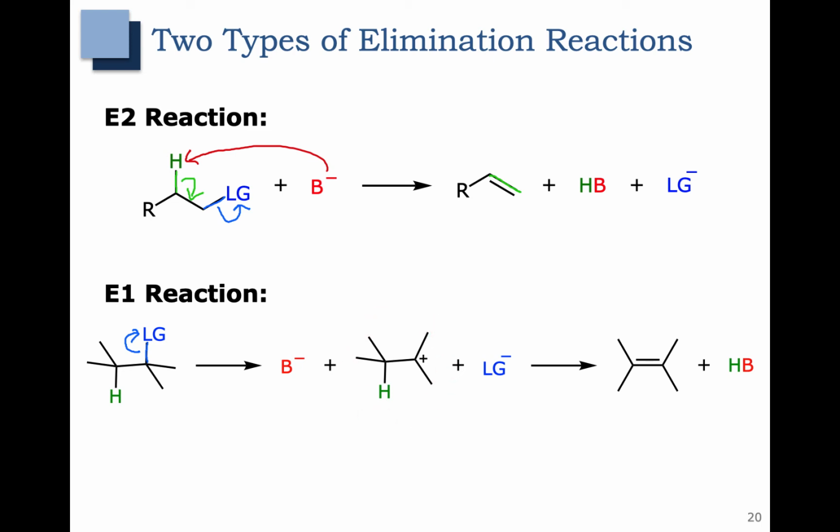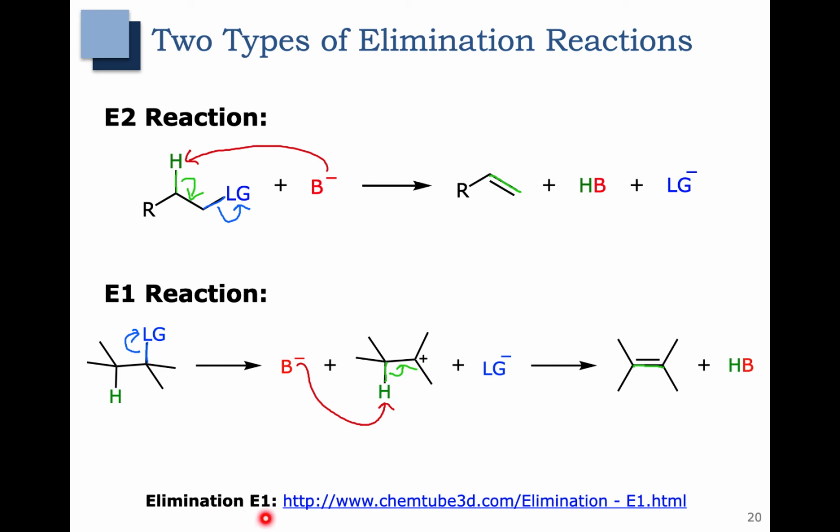In the second step, the base comes in, pulls off a hydrogen, and the carbon-hydrogen electrons come in and form the double bond. This gives us the alkene shown here on the right, and it also gives us the hydrogen bonded to the base. Let's take a look at this animation of the E1 reaction to get a better idea of how this occurs.